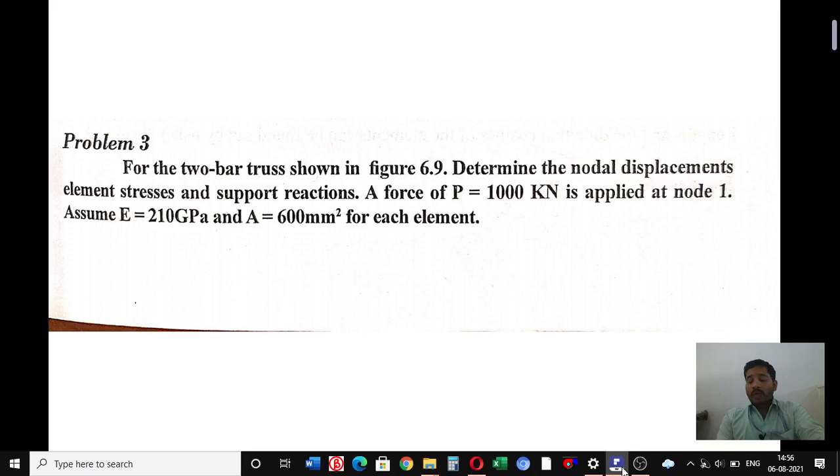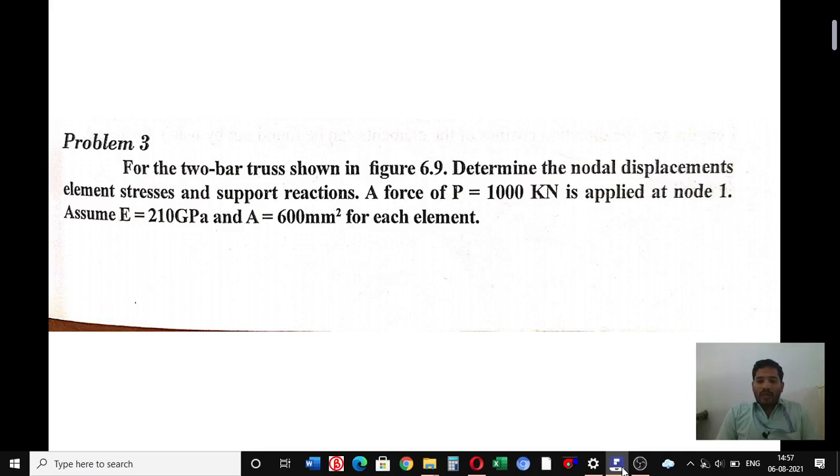The nodal displacements are nothing but the values of Q1, Q2, Q3, Q4, Q5 and Q6 that we need to find out, as well as the element stresses. So we need to find out the values of sigma 1 and sigma 2, and the support reactions, nothing but the values of R1, R2, R3, R4, R5 and R6. Clear here?